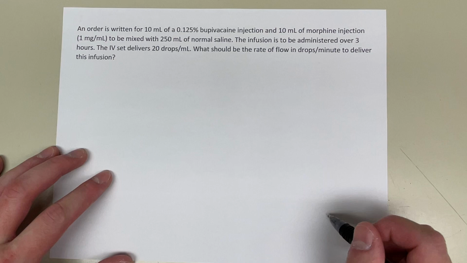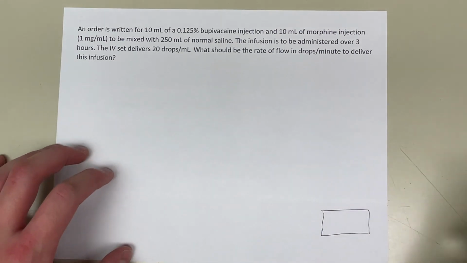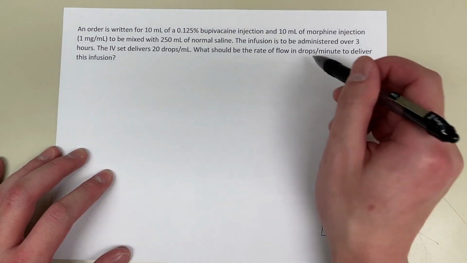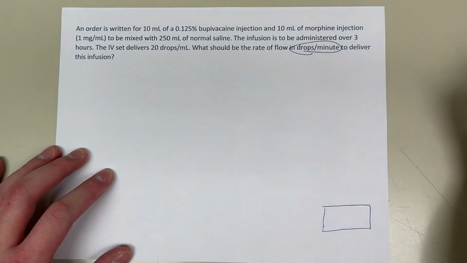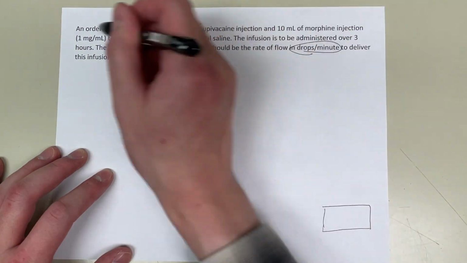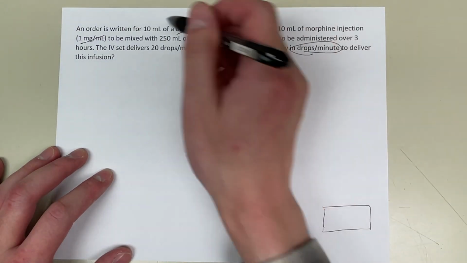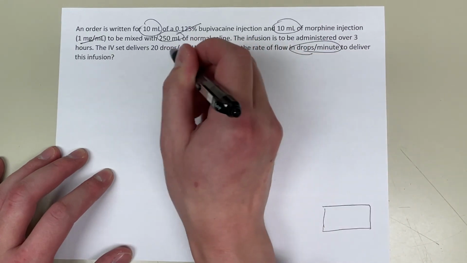Whenever I see this question, I already know that it's going to confuse a lot of people because they have a lot of extra numbers that you don't need. So the question wants drops per minute as our final answer. So immediately I know that we don't need anything in milligrams or grams. These numbers just confuse you. You don't need this, you don't need this either, because they already give you milliliters and also a conversion factor of drops per milliliter.